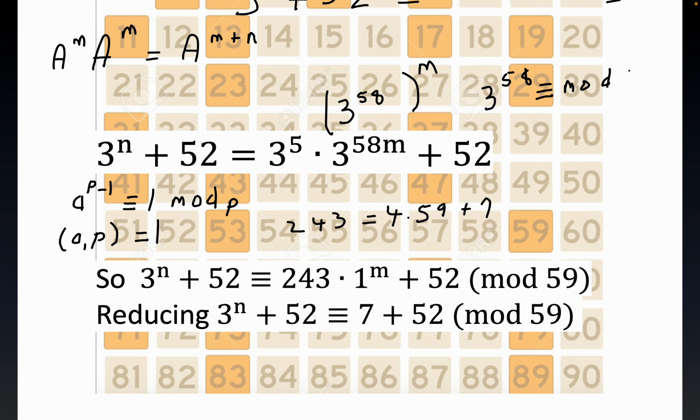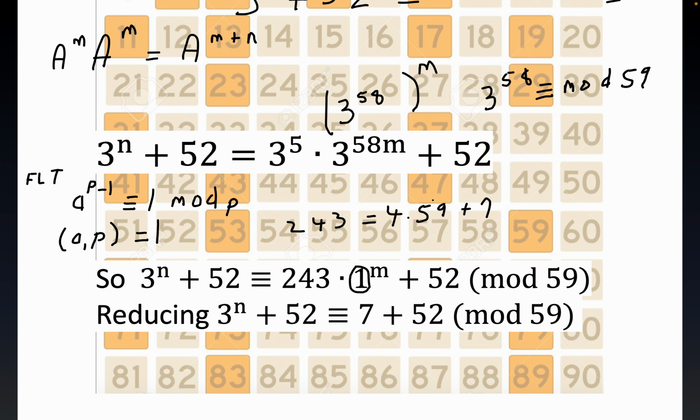See, 59 is a prime. Didn't mention that earlier, but 59 is a prime. And if you decrement 59 by 1, you get 58, which is exactly what Fermat's little theorem says. I'll call that FLT. Fried liver tips. No, just kidding. Fermat's little theorem.